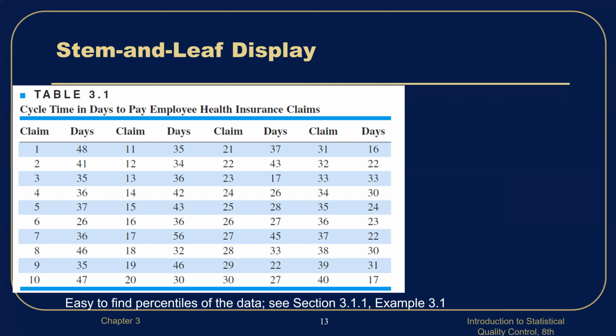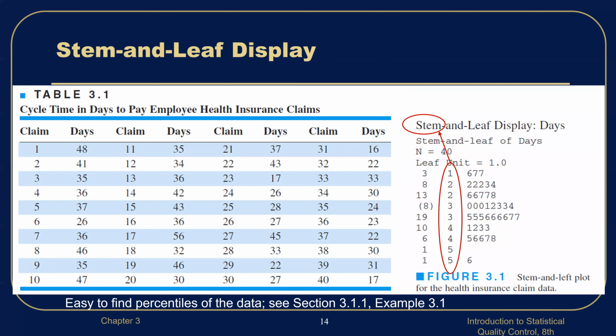The cycle time unit is days. The claims range from 16 to 56. To make a stem and leaf display, we first divide all observations into several bins, which means subranges. In this case, we write the 10 digit into the middle column, which is the stem, and write the single digit into the right column, which is the leaf.